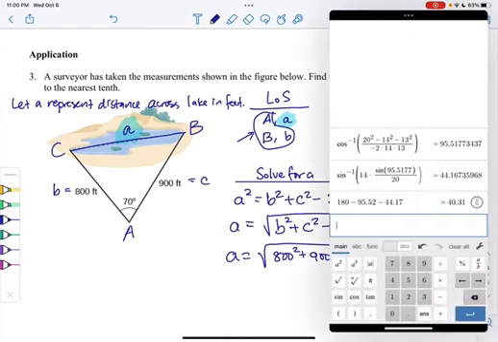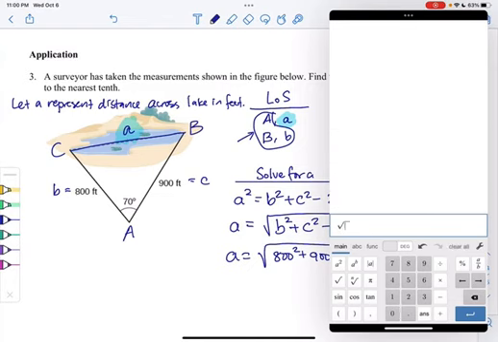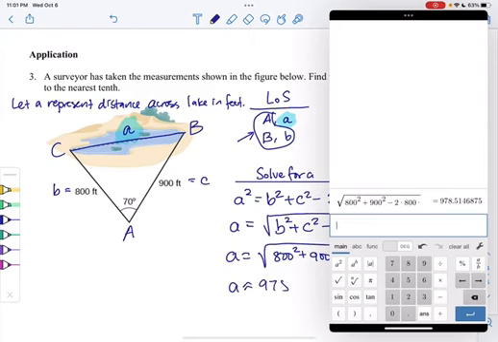So I'll pull in Desmos, and I'm going to have square root of 800 squared plus 900 squared minus 2 times the 800 times that 900 times cosine of 70. This is giving me 978.5. What do I want? Nearest tenth. Okay, 978.5. So A is approximately 978.5 feet.